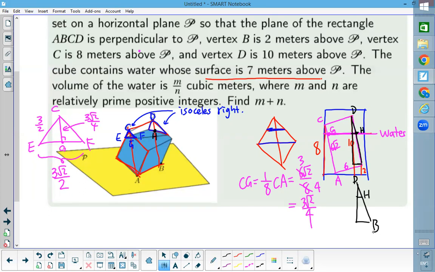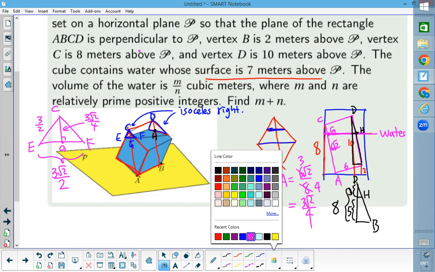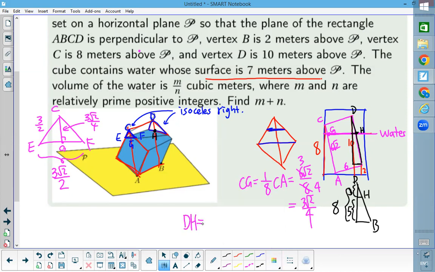Okay, let's label the lengths. The lengths are not 10 anymore. The entire height is actually 8, since 10 minus 2 is 8. And then this length here, what is that? That's 5, since 7 minus 2 is 5. So therefore the top is actually 3. That means DH is equal to 3/8 the length of DB.